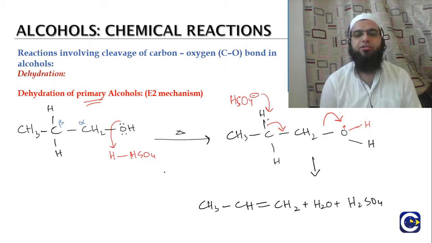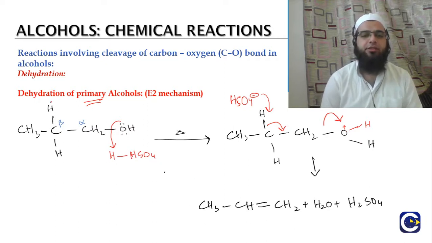So it abstracts the proton from the beta carbon. As a result, there is a formation of a double bond between these two carbons, and at the same time this molecule is kicked off as a water molecule. So this is a concerted mechanism. In the concerted step, there is a dehydration of primary alcohol. This is the E2 mechanism. Okay, this is the E2 mechanism.